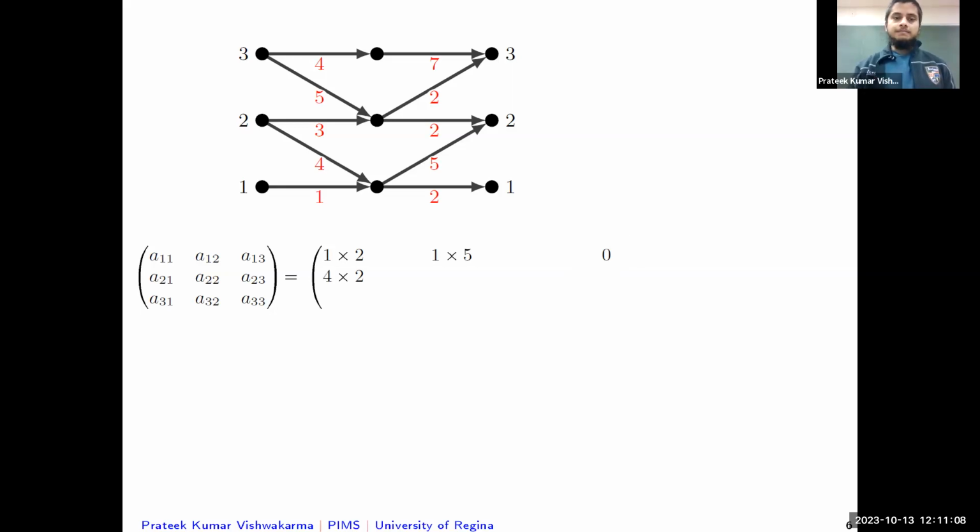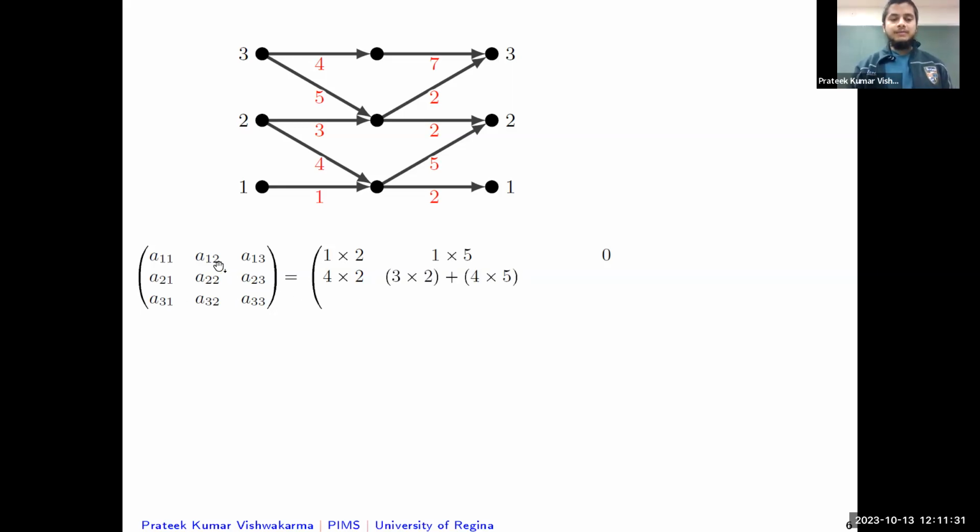For A21, we look at all the paths starting at 2 and ending at 1. There is only one way to do that, using the edge with weight 4 and the edge with weight 2. So the overall weight of this path is 4 times 2. That's what we write there, and there are no other paths.